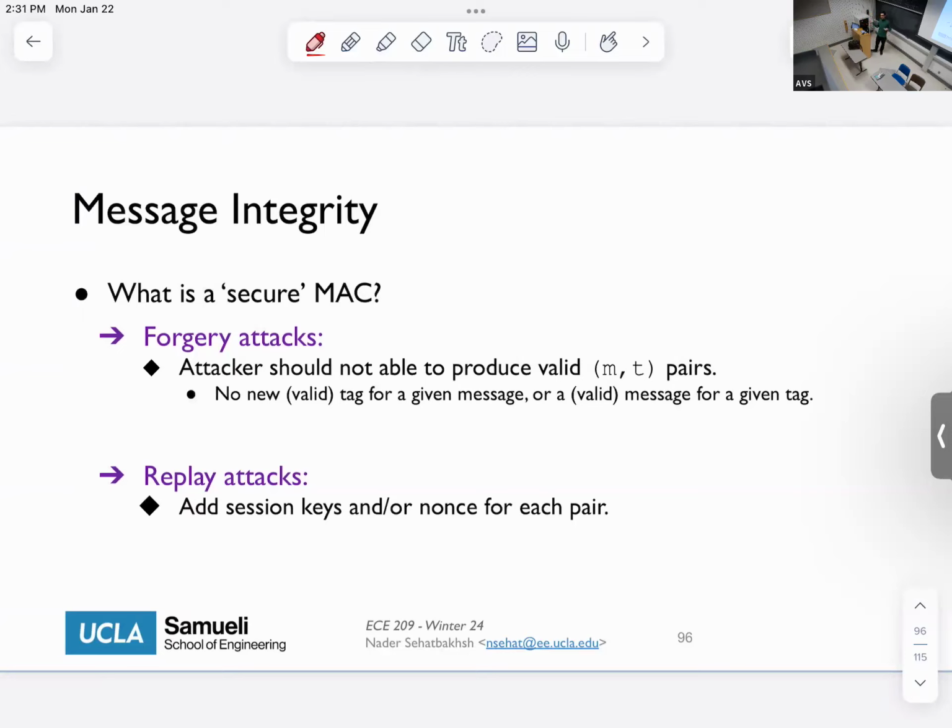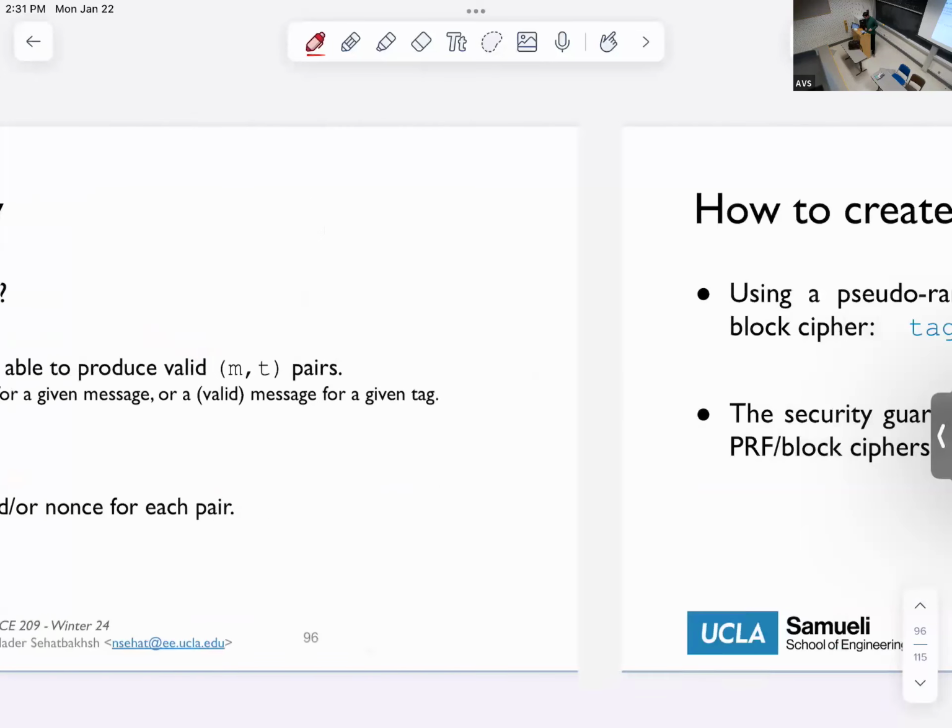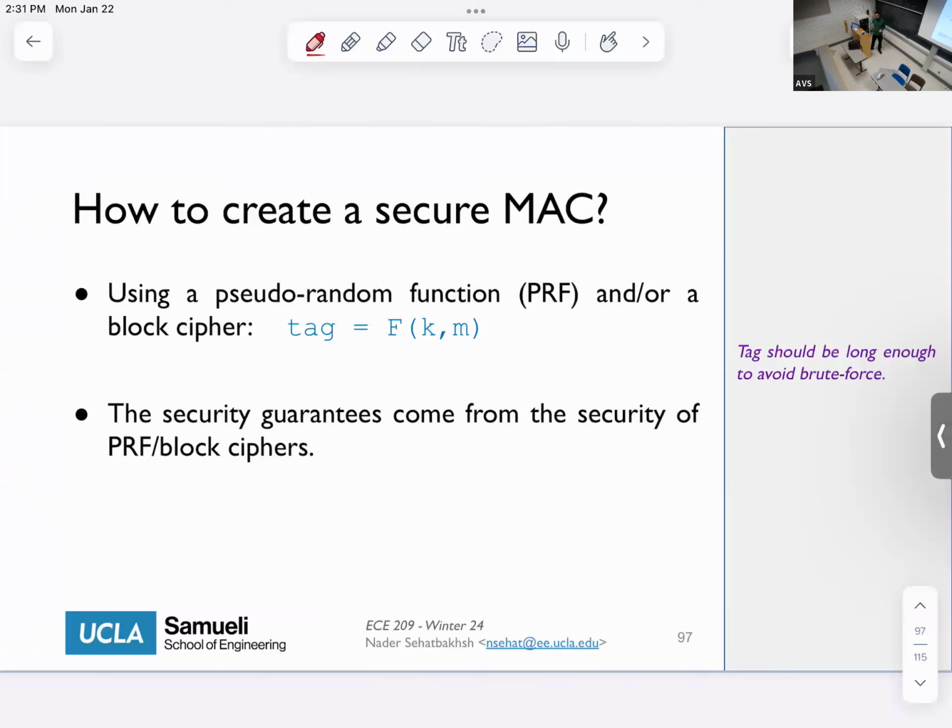And if you remember, we add some form of a nonce or a session key or initialization vector in order to fix that, okay? So similar tricks should be used here, that even for the same message that we send twice, the tag computed with it is different each time, okay? So there's no replay tag. If there is, then our system won't be secure. So how do we actually compute the tag and how do we actually use the MAC?